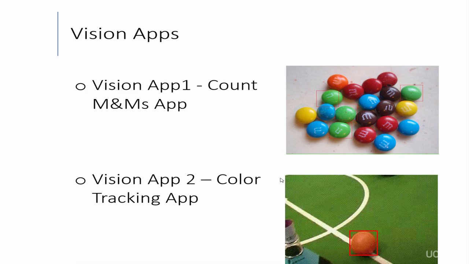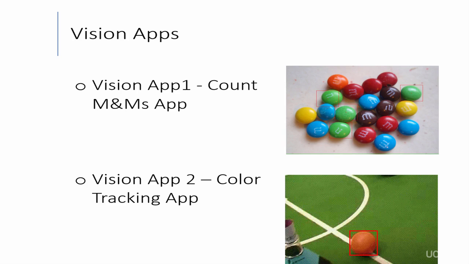In the next few lectures, we're going to be building some vision apps. Vision app number 1 is to count M&Ms. It's a simple app, but we'll be able to count how many green M&Ms there are, how many blue M&Ms there are. Red is a bit tricky because orange may look similar to red in some cases. But you should remember that in image processing, you may not get a 100% detection rate. That's why computer vision is an ongoing study and field.